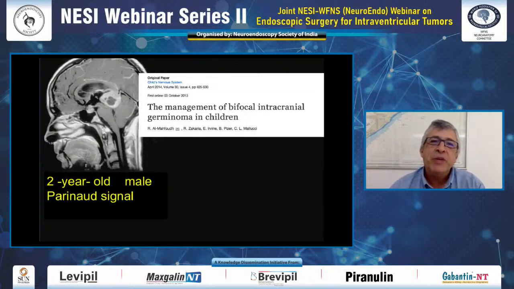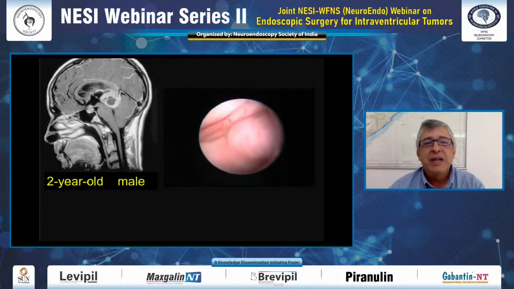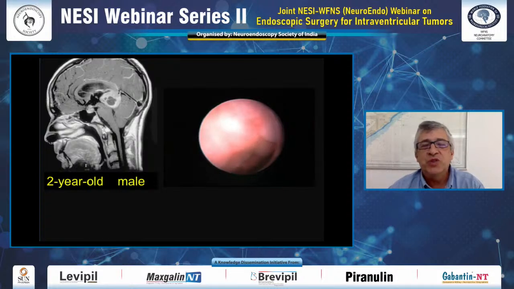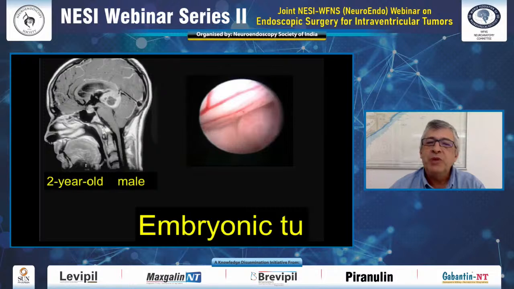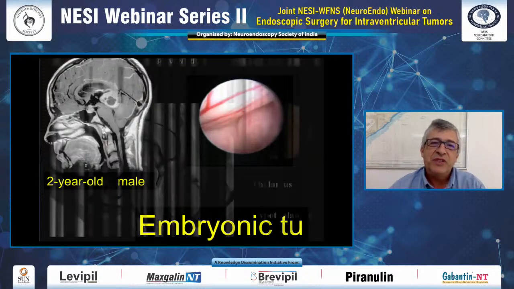I think sometimes when you have a bifocal tumor, all people say it is a germinoma, you don't need a biopsy, but look at this case, 2 years old, it should not be a germinoma. I do a biopsy. It was an embryonal tumor. So when it's possible, do a biopsy and restore the CSF situation.